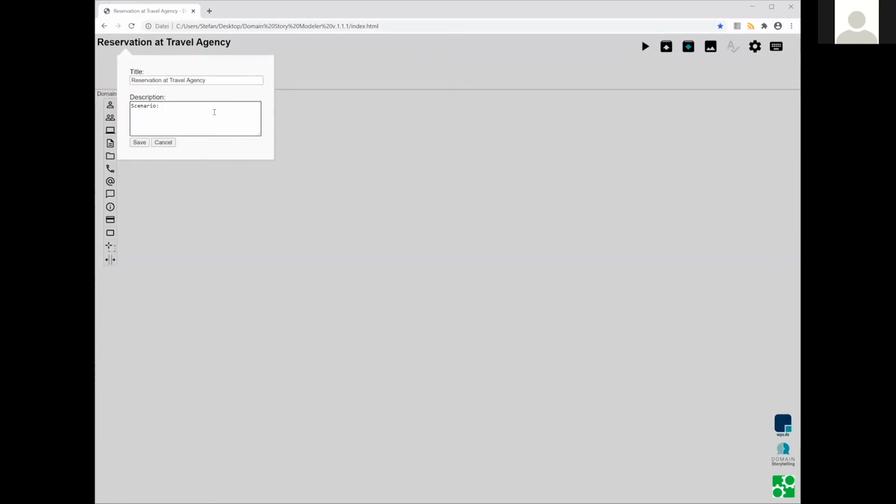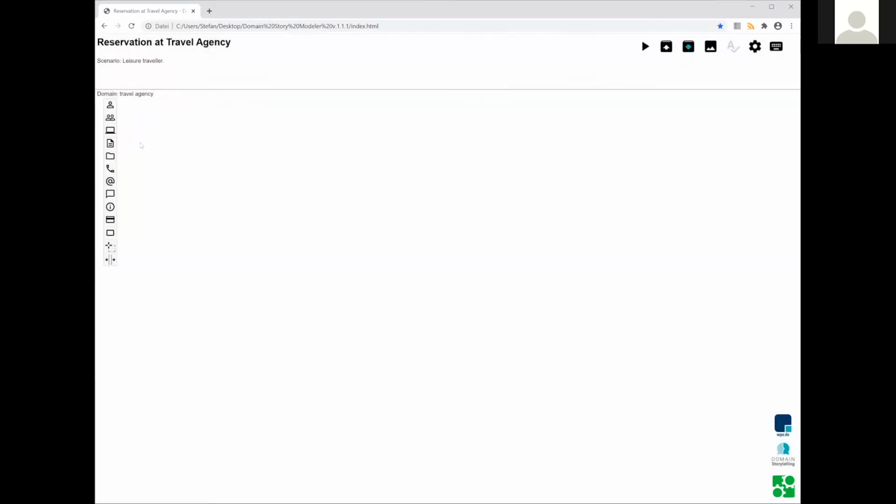Therefore, my primary focus is on the leisure traveler and travel agent as our main personas. That's very good. So we start with one specific example, a leisure traveler, not a business traveler. And then you said you have your travel agent, right? Yeah, exactly. I have two personas, leisure traveler and travel agent.